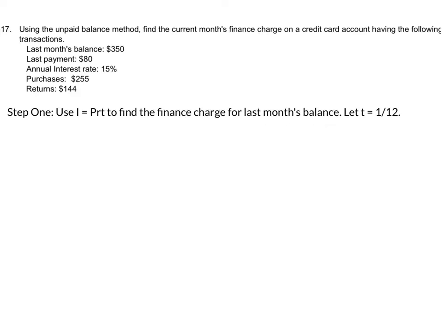The unpaid balance method. Using the unpaid balance method, find the current month's finance charge on a credit card account having the following transactions.